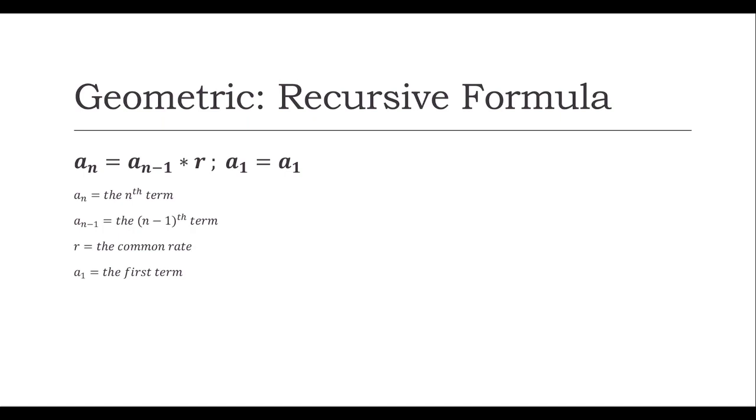So the first important formula to know is the recursive formula. The variable that you need to put in here is the rate, and you will use your previous term to find the next term. So in this example, we need to find our rate. We'll take our second term divided by our first term, which gives us a rate of 2.